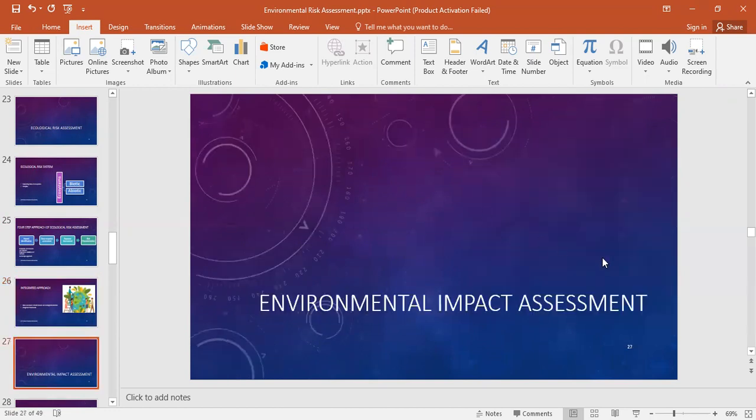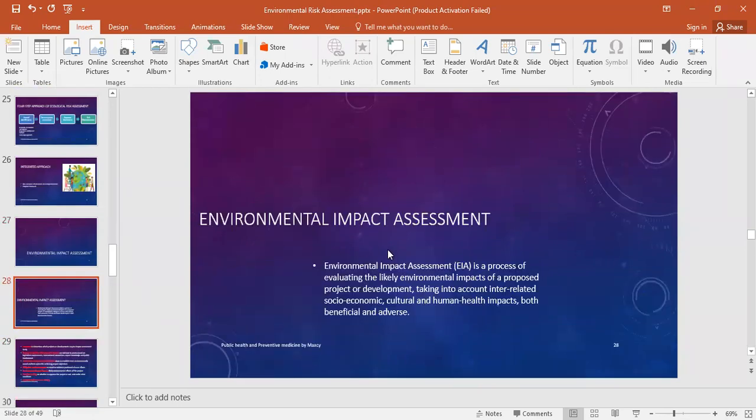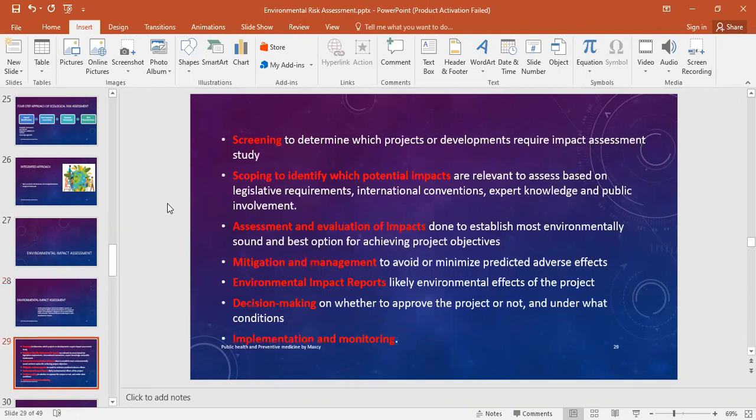Now comes the environmental impact assessment. Environmental impact assessment is a process of evaluating the likely environmental impact of a proposed project or development, taking into account interrelated socioeconomic, cultural, and human health impacts, both beneficial and adverse. There are different stages of environmental impact assessment. First is screening, to determine which projects or developments require an impact assessment study.